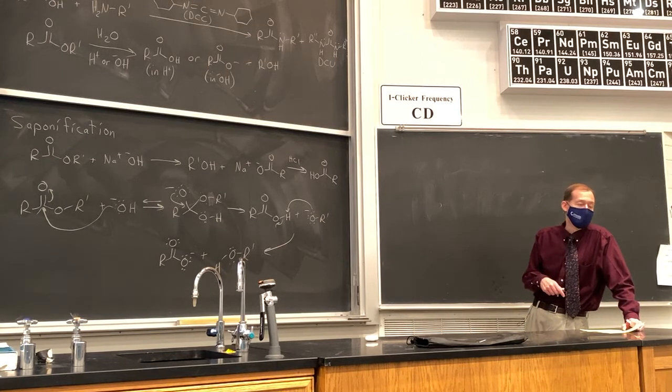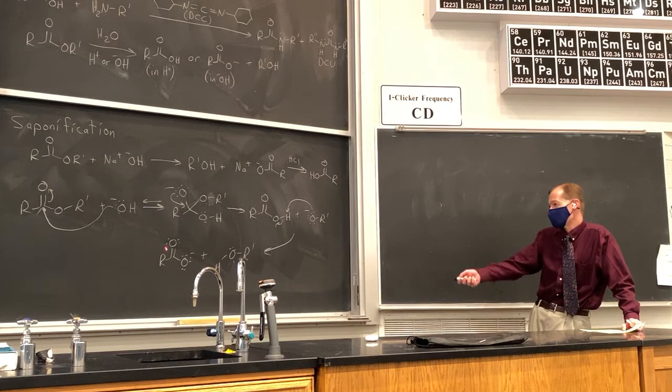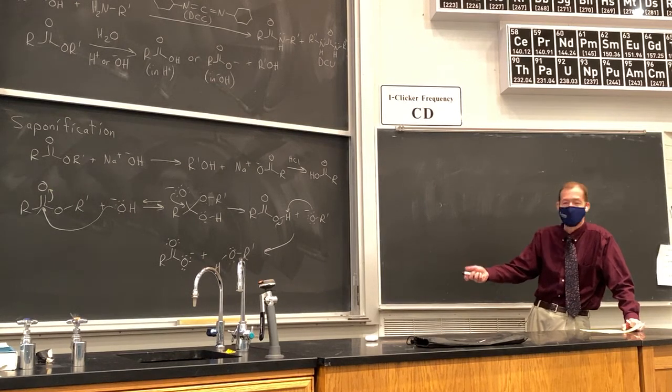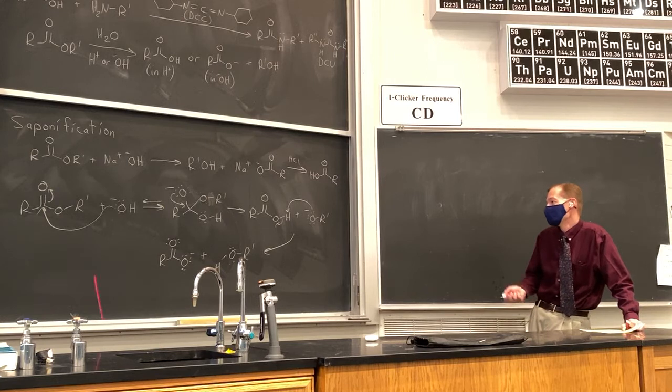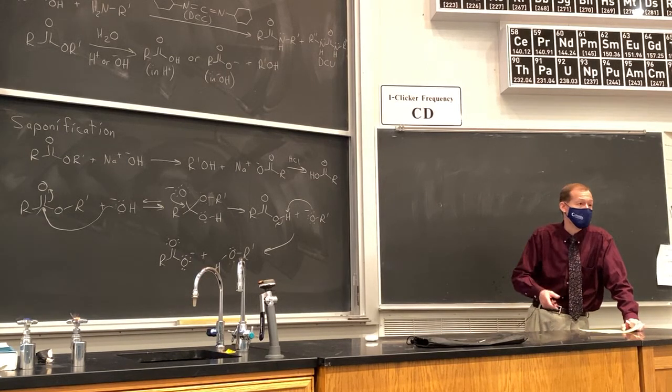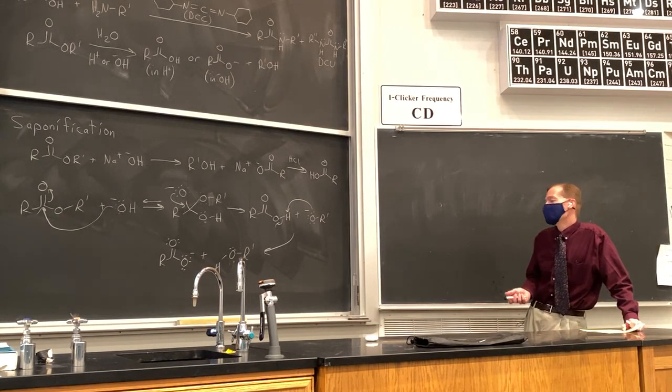So that's why the reaction is stoichiometric in base. We consume base. We start the process with a strong base, hydroxide, and we finish the process with a weak base, the carboxylate. So that's not going to be reversible, like converting a strong base into a weak base. Okay? Questions?